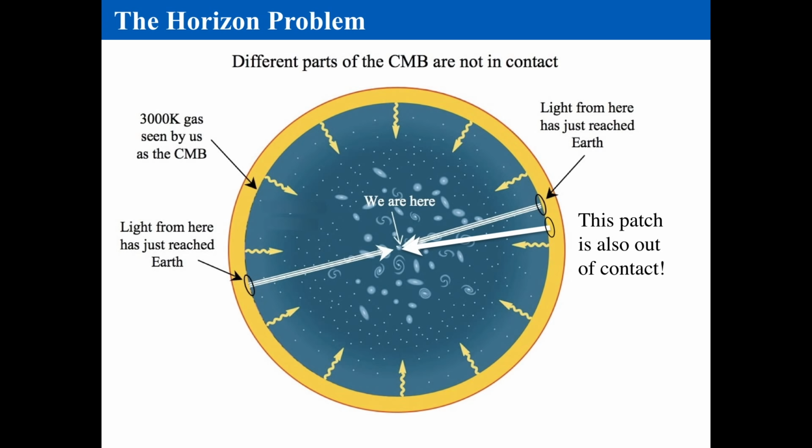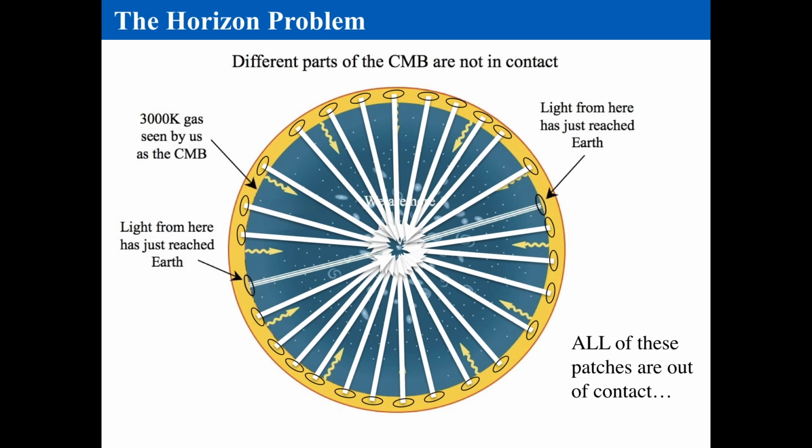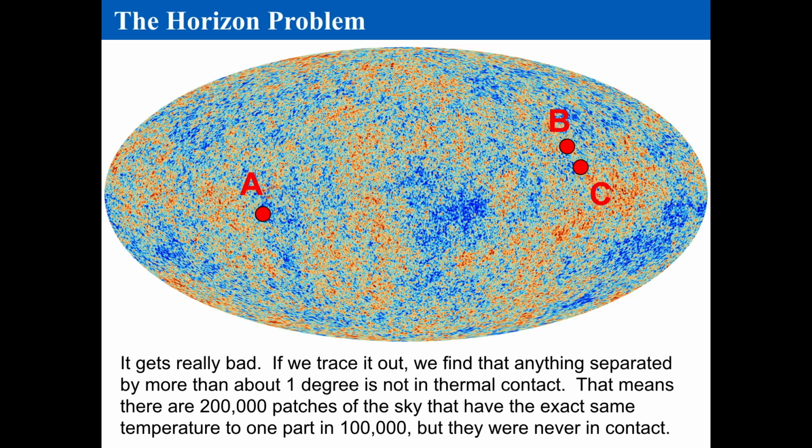it turns out that those two patches right next to each other on the right-hand side are out of contact. And it gets worse. Every single one of these patches is out of contact. So basically, everything's out of contact. There's almost nothing that is in contact. And if we then get all the way over to here, we look at the cosmic microwave background, then all of these patches on the sky that are about the size of the red dots are out of contact with each other at the time that the cosmic microwave background radiation was formed.